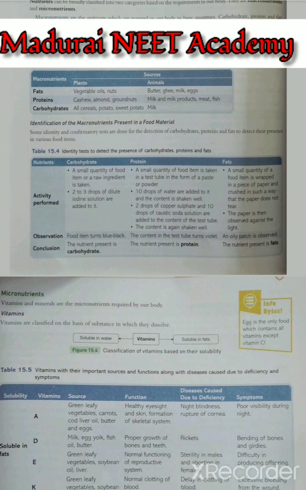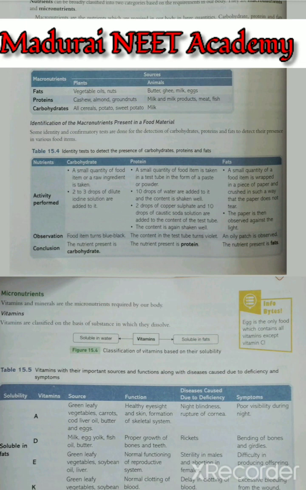We have a few tests to determine which food contains different carbohydrate, protein and fat. It is tabulated here. You can check whether there is carbohydrate in a food by taking a small quantity of the raw ingredient and adding 2 to 3 drops of iodine solution to it. If it turns blue black, that shows that carbohydrate is present in that food item.